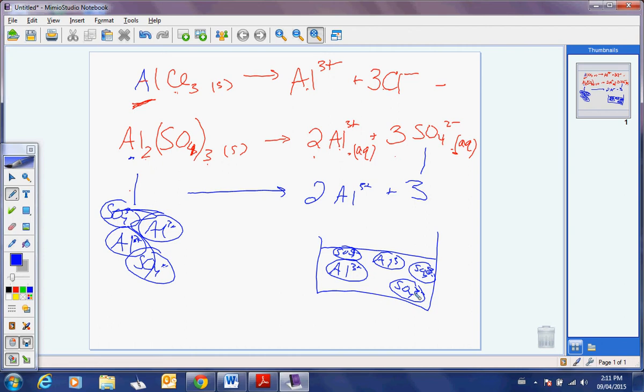What if I were to draw 4 Al 3 pluses? How many SO4 minuses would I have to draw? 6. 6 of them. What if I only drew 1 Al3 plus? How many SO4s? 1.5 of them. Not possible. No, not to draw them, but is it possible to have 1.5 of them? No. But actually, in my beaker, am I going to just have 1?